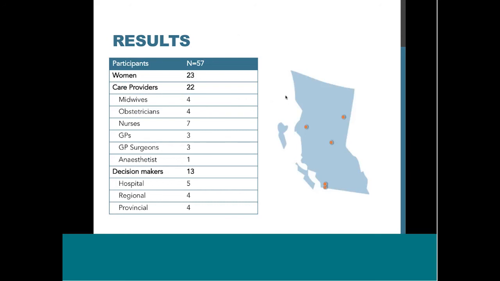In total, 57 participants were engaged in interviews, including women, care providers, and decision makers at the hospital level, in the 2 regions, and at a provincial level. And the 5 sites were those in northern BC, so Terrace, Prince George, and Fort St. John, and down south in the Fraser Health Authority here in BC, in New Westminster and South Surrey.